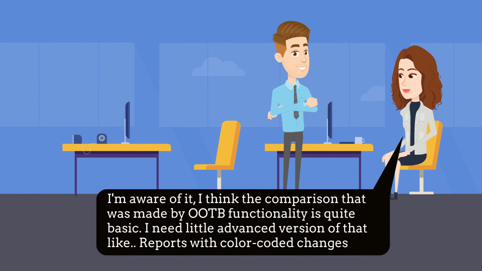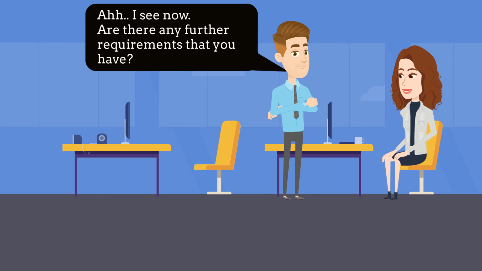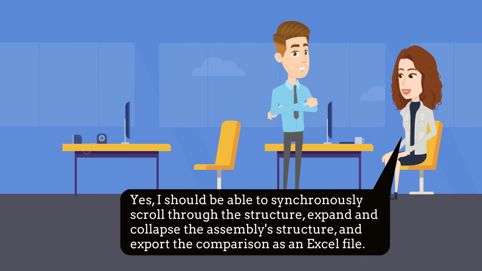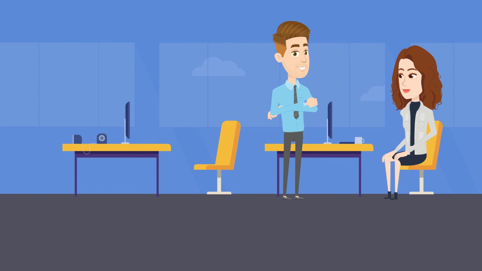I'm aware of it. I think the comparison that was made by OOTB functionality is quite basic. I need a little more advanced version of that, like reports with color-coded changes. I see. Are there any further requirements that you have? Yes, I should be able to synchronously scroll through the structure, expand and collapse the assembly's structure, and export the comparison as an Excel file.